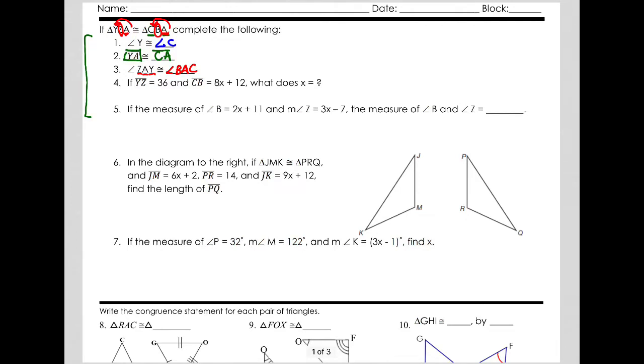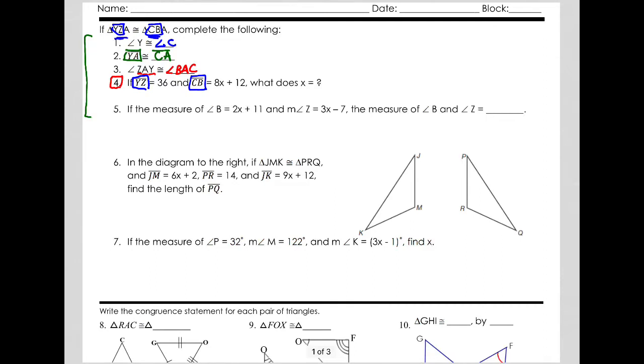So for number 4, this is actually using the corresponding parts now. So basically apply what you know. It's nothing new, it's just basic algebra and applying what you know. So we know that side YZ is first and middle. And if YZ is the first and middle, and you look at what you have here, which is CB, you notice that's also the first and middle. So we know that those are corresponding parts.